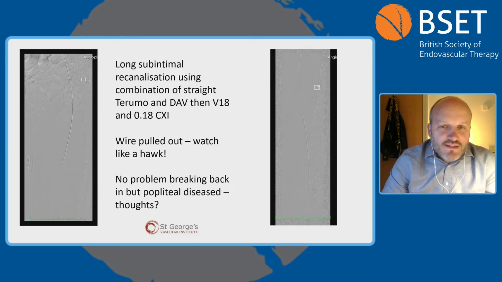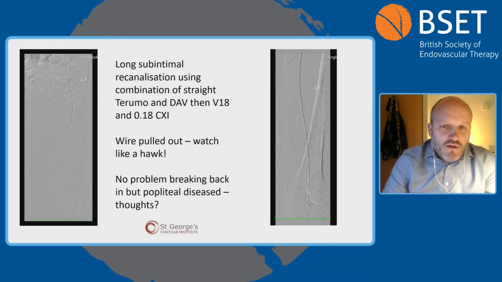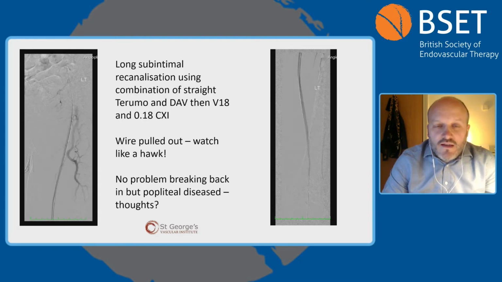Once we got into that origin of the SFA, using initially a combination of a straight Terumo that had coiled and a DAV catheter, mainly because that's the longest standard catheter we've got, and then changing to a V18 and an 018 CXI, we were able to come down the full length of the SFA relatively straightforwardly.